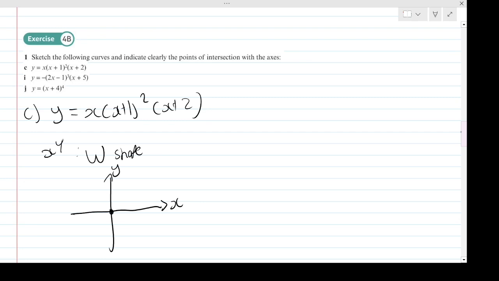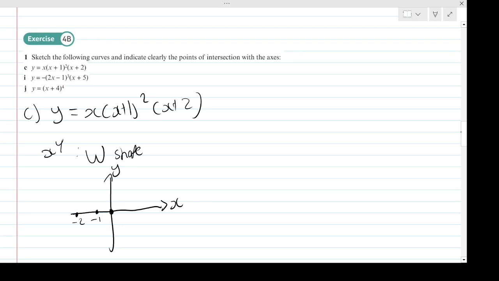Okay, well then that's where we need the roots. So the first root is going to be 0, obviously, because x is 0. Then the next part is x + 1. If that's 0, then x is minus 1. Then lastly, this bracket, x + 2 equals 0, so x would be minus 2. So those are three roots.